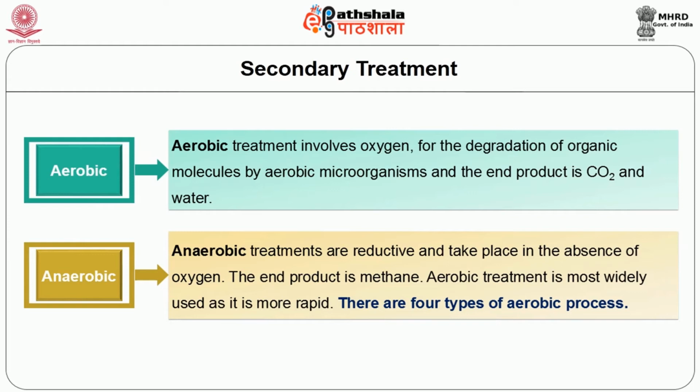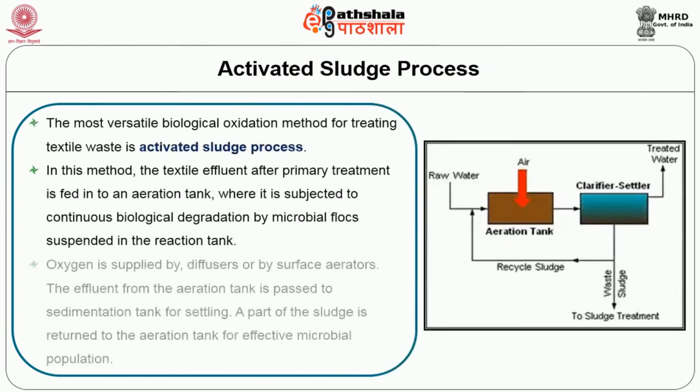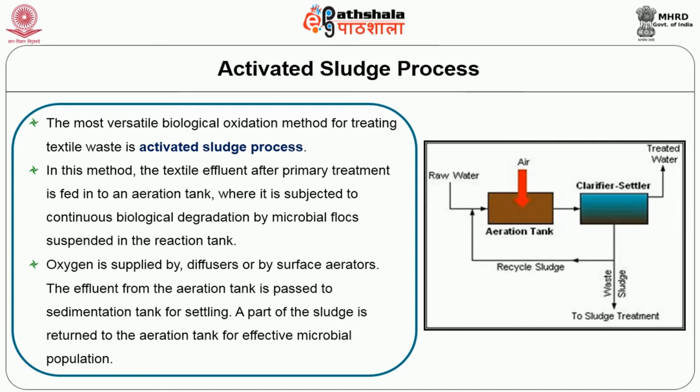There are four types of aerobic process. The first method is the activated sludge process. The most versatile biological oxidation method for treating textile waste is the activated sludge process. In this method, the textile effluent after primary treatment is fed into an aeration tank where it is subjected to continuous biological degradation by microbial flocs suspended in the reaction tank. Oxygen is supplied by diffusers or by surface aerators. The effluent from the aeration tank is passed to a sedimentation tank for settling.